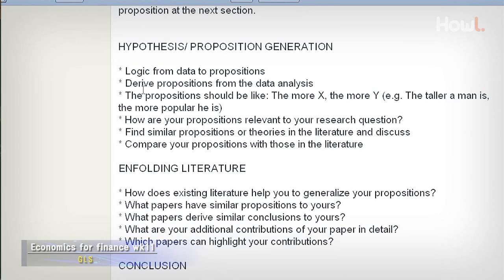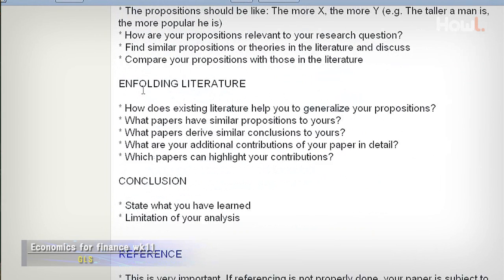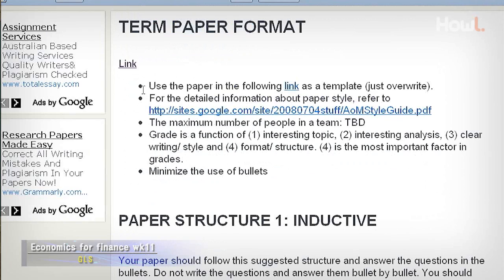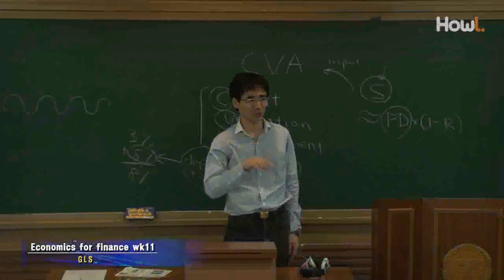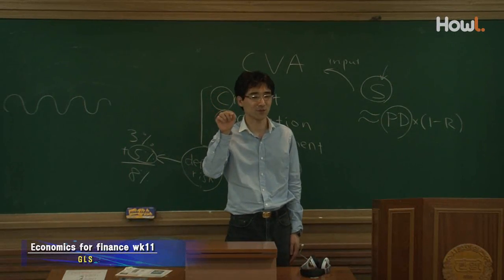And the next section, of course, is the conclusion. State what you have learned and the limitations of your analysis. I understand your term paper is not perfect, so you have to admit what is wrong, what the limitations of your analysis are, and maybe how future research can improve. So this is the inductive way of writing a term paper. You start from data analysis, generalize, and it becomes your investment idea. So data, proposition, and idea.